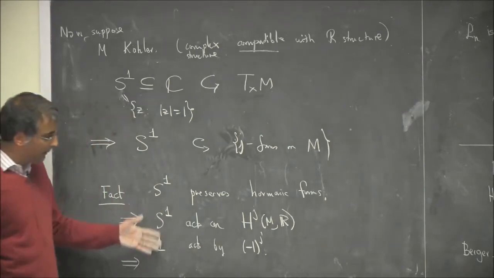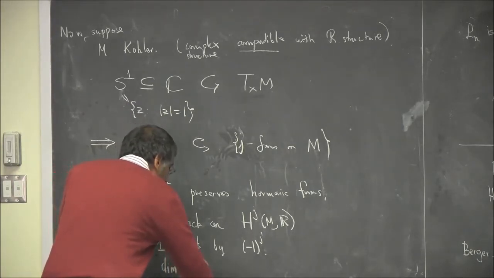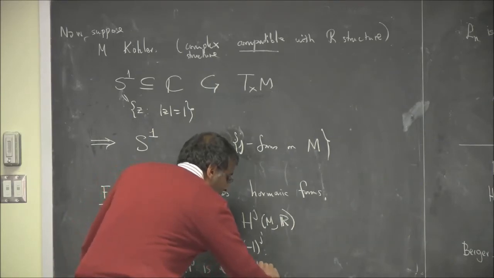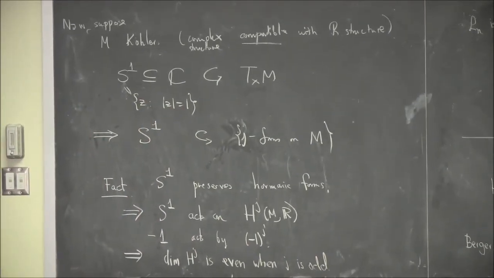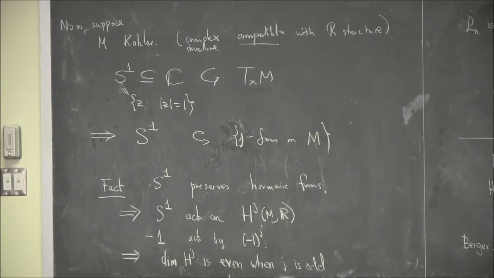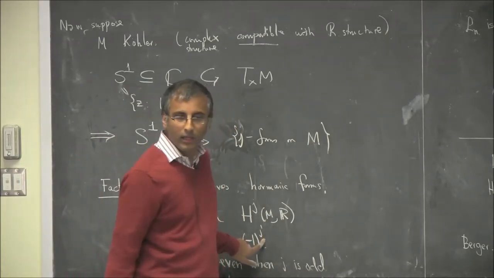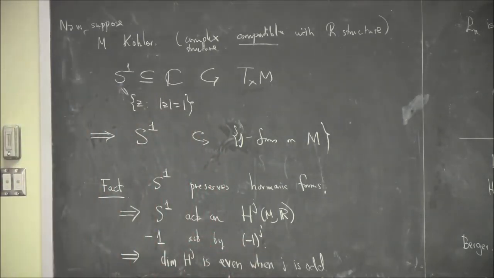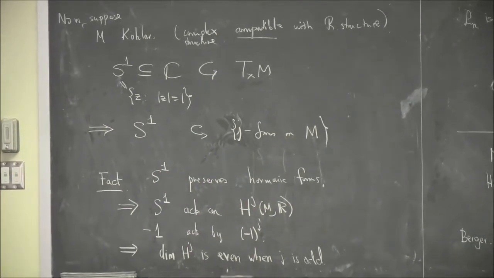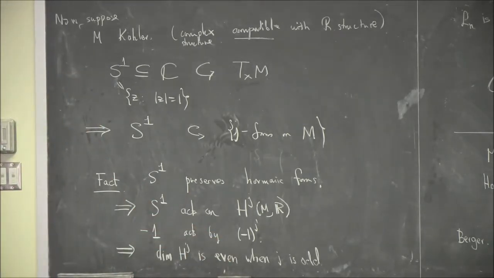If you just think about elementary things about representations of the circle group, this is enough to tell you that the dimension of these cohomology groups is even when j is odd. Sorry? (-1)^j, if j is 0, then -1 acts trivially on constants. That's fine. So -1 acts by multiplying by (-1)^j on that. So for example, if you have an action of the circle on a real vector space and -1 negates, you can check for yourself it has to be an even dimensional vector space.